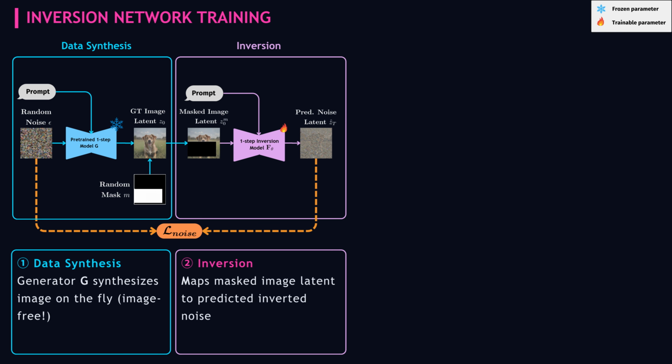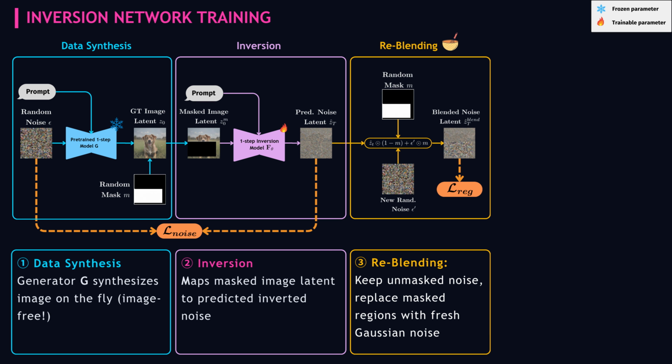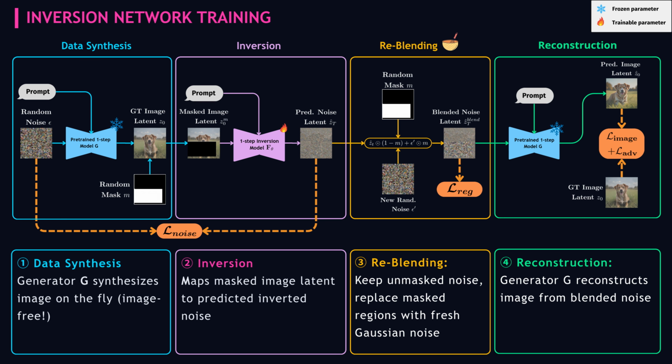Our training pipeline has 4 main stages. First, data synthesis. Instead of using real images, a frozen pre-trained generator G synthesizes a ground truth image latent. We then randomly sample a mask and apply it to create the masked image latent on the fly. Second, inversion. Our one-step inversion network F theta takes the masked image latent and predicts a noise latent ZT hat. Third, reblending. We replace the masked regions of the predicted noise with fresh Gaussian noise to create blended noise ZT hat prime. Finally, reconstruction. Generator G takes the blended noise and reconstructs the image. We apply losses in both the noise latents and the image latents for training.